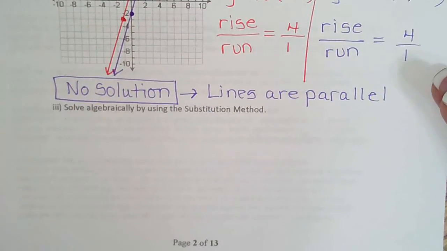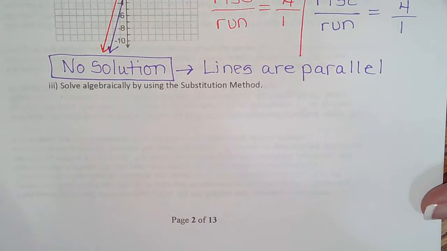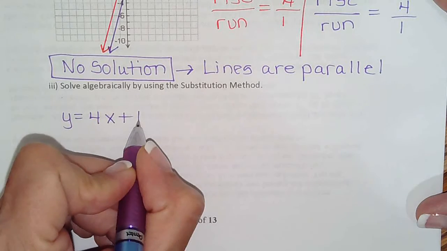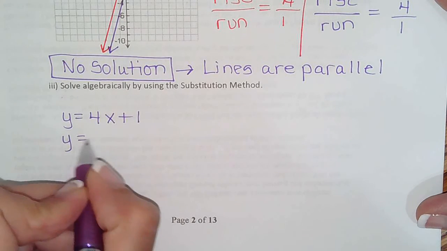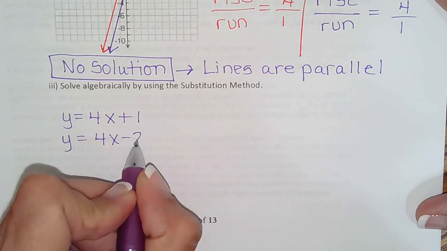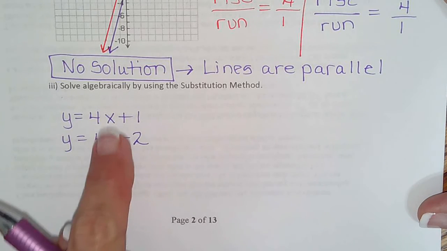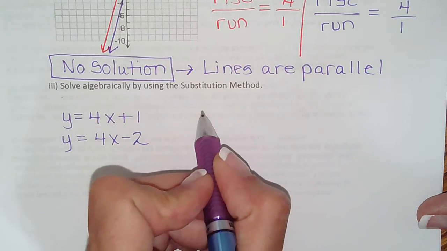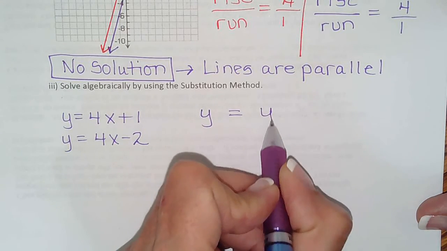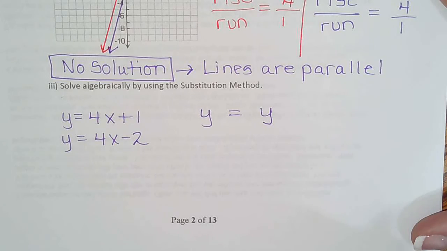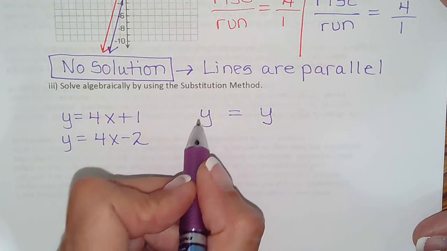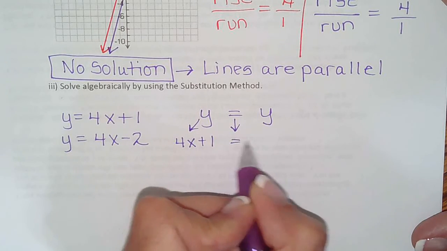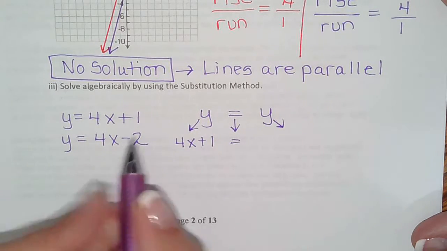Okay, last, we are going to solve algebraically. So we have y equals 4x plus 1 and y equals 4x minus 2. So again, to use substitution method, we say two things that are equal to the same thing must be equal to each other. So we used y equals y in our last packet. So this y we're going to replace with 4x plus 1, bring down our equal sign, and this y we're going to replace with 4x minus 2.